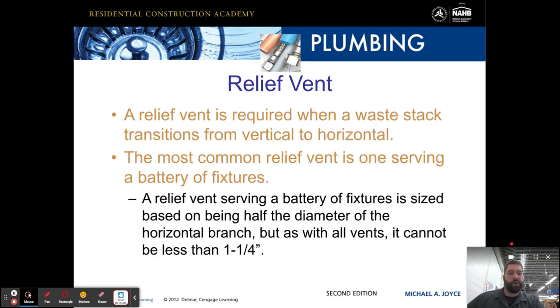A relief vent is required when a waste stack transitions from vertical to horizontal. The most common relief vent is one serving a battery of fixtures. A relief vent serving a battery of fixtures is sized based on being half of the diameter of the horizontal branch, but as with all vents, it cannot be less than 1.25 inches.